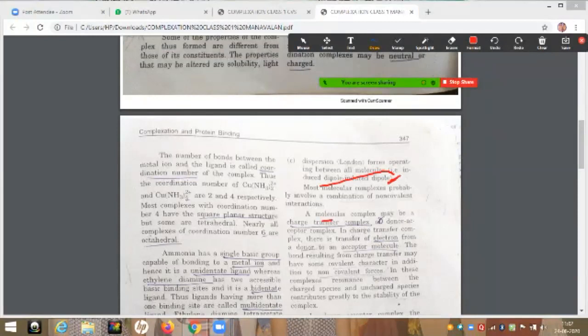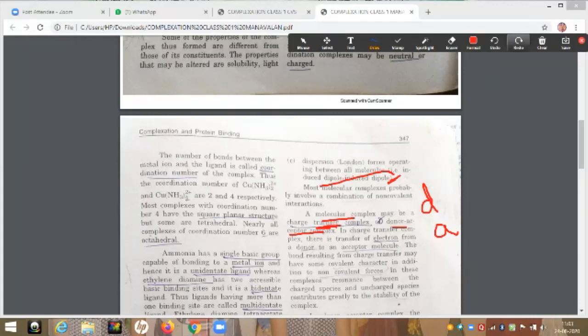And here a molecular complex may be even a charge transfer complex, or a donor acceptor complex. So definitely there will be a donor which donates a pair of electrons and an acceptor which accepts a pair of electrons. The bond resulting from the charge transfer may have some covalent character in addition to some non-covalent character. So, in brief, this is all about the organic molecular complexes.